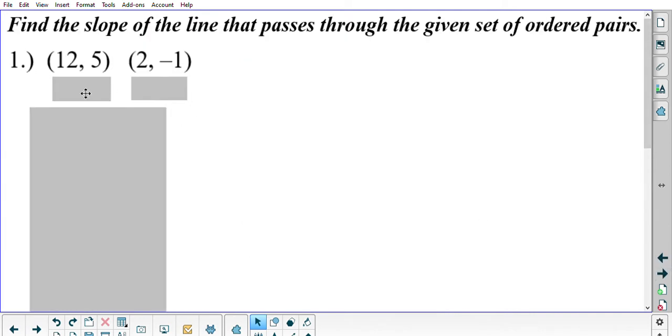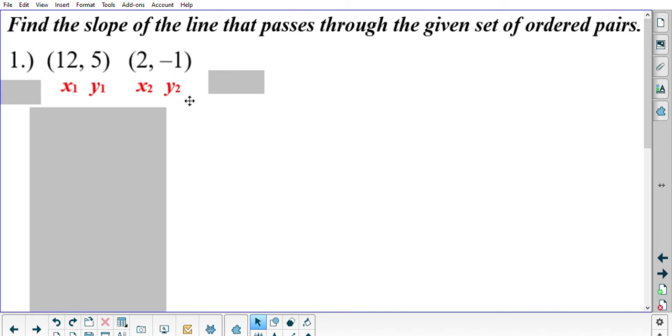Again, this one's already typed up for you in your guided notes. Directions, we're finding the slope of the line that passes through the given set of ordered pairs. So you guys know ordered pairs are x, comma, y. That's why I would label this x and y. This is the first ordered pair, so this is x1 and y1. Second ordered pair, x, comma, y. But since it's the second ordered pair, it's x2 and y2.